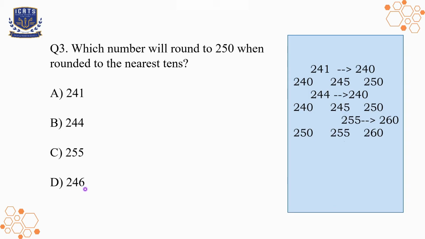So option D is 246. It lies between 240 and 250, and the half is 245. So we will see where 246 comes. It comes after 245. So we will round 246 towards the bigger number, which is 250. And that is our correct answer. 246 will be rounded to 250 when rounded to the nearest tens.